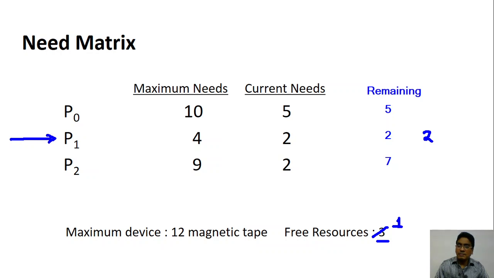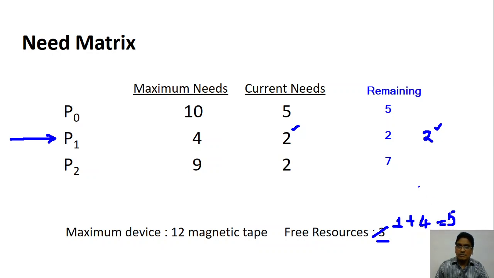Once P1 completes it, what are you going to get? Remember, it will not take home all the resources. It will return the resources back to you. So how many did you give? Initially you gave 2. Next you gave 2. If P1 completes, how much are you going to get back? 2 plus 2, 4. So how much do you have now? 1 was already there. If P1 completes it, you get the equivalent of 5. So you got 5 here.